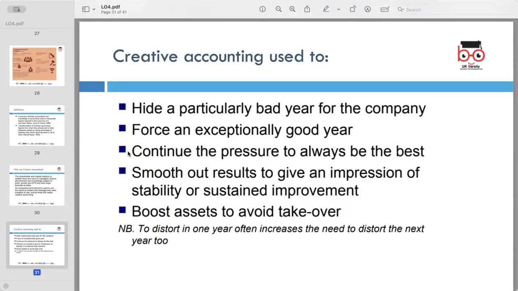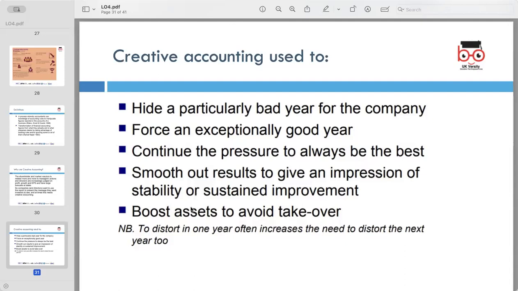Also, concealing poor performance: a company may resort to creative accounting to hide a particularly bad year for the business, avoiding negative repercussions on shareholders' confidence and market perceptions. For an exceptionally good year, there is continued pressure to always be the best, so smooth out results to give an impression of stability or sustained improvement.